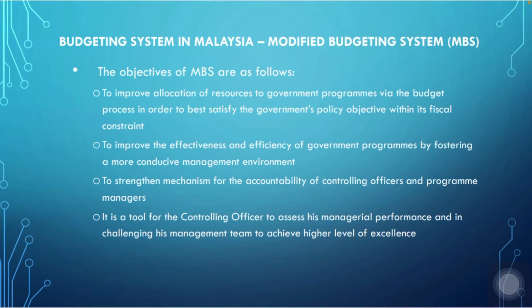So, what are the objectives of this budgeting system? The first one adalah untuk improve balik the allocation of the resources of the government program. Actually MBS ni hanya memperbaiki kekurangan PBS. Next, to improve the effectiveness and also efficiency of the government program by adopting and fostering a more conducive management environment. Maksudnya lebih structured. Compared to PBS, MBS ni lebih structured.